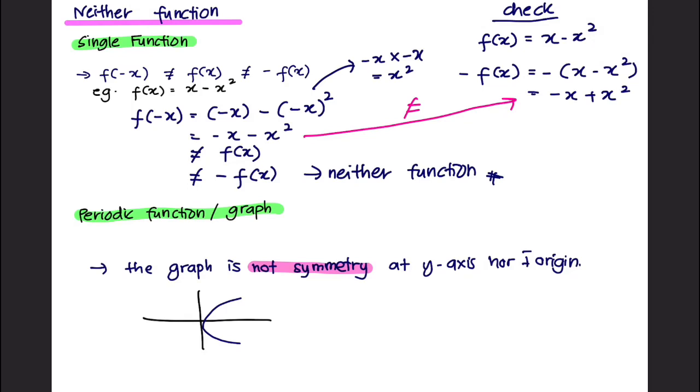Okay, the graph for a neither function is not symmetric about the y-axis nor the origin. Look at this one. You can see that the graph is not symmetric about the y-axis or the origin.